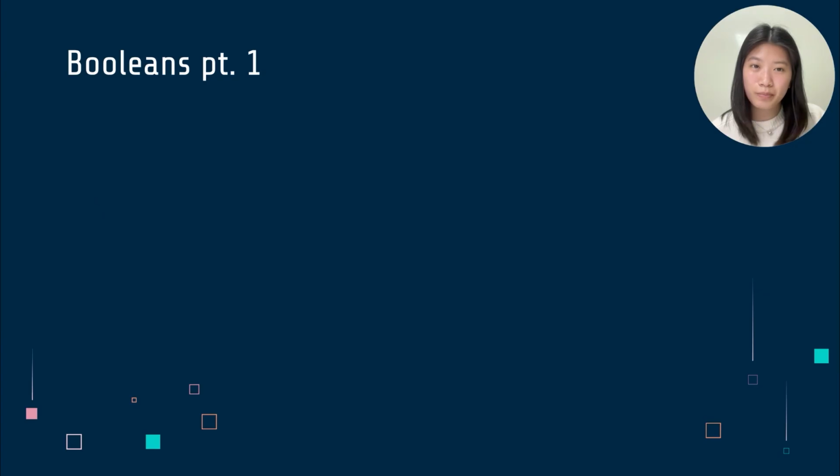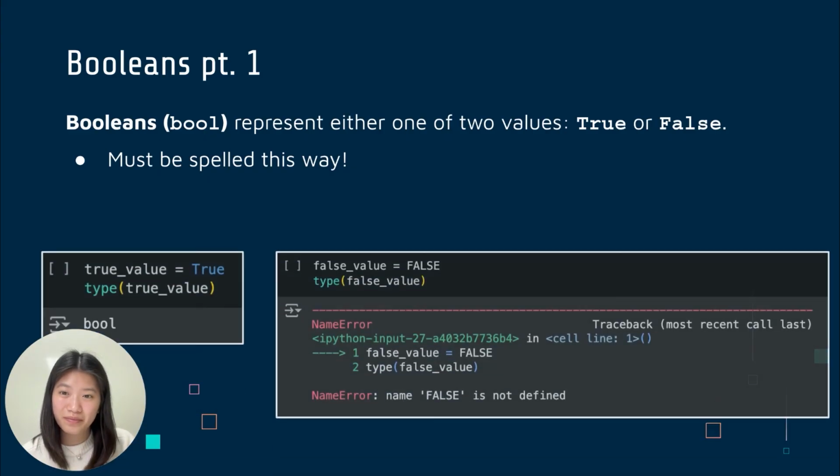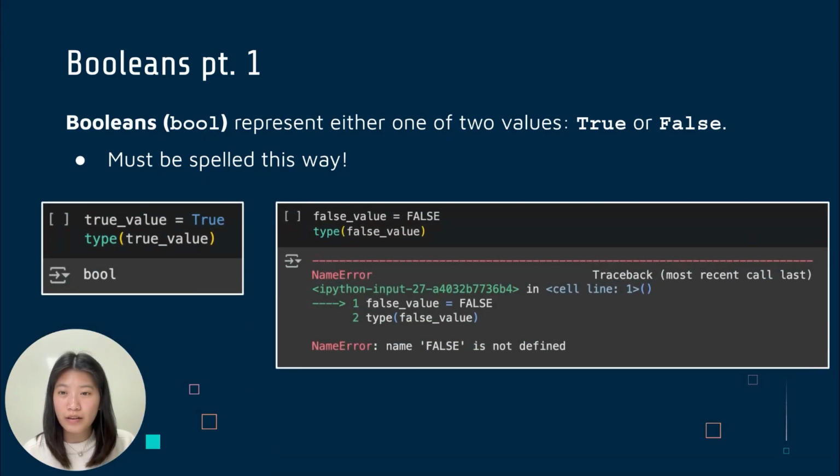And now let's talk about Booleans. So Booleans represent either one of two values, true or false. And you must spell it this way. So in these examples on the left-hand side, let's say we created a variable named true_value, and we set it equal to the Boolean value true, and we spelled it capital T and then lowercase rue. When we check the type of true_value, it's going to return bool. So we know that true_value is a bool variable.